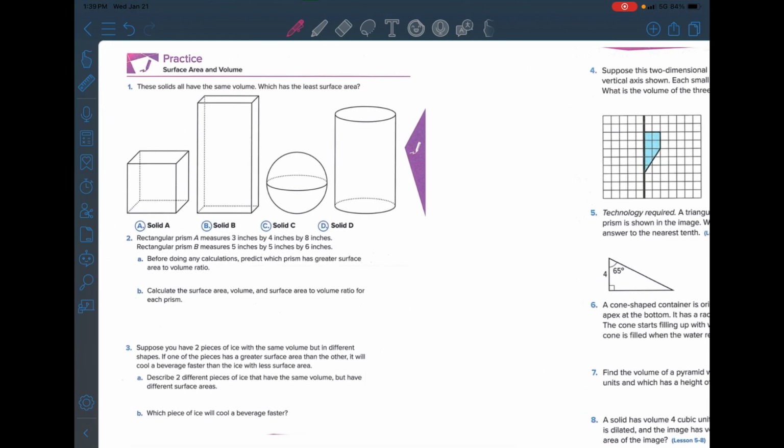Don't forget to go do your cool down and make sure you have your quick check done. Be ready for the quiz tomorrow that's all about volumes of solids.